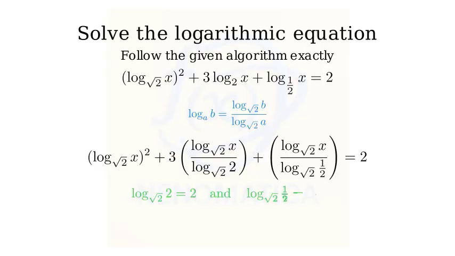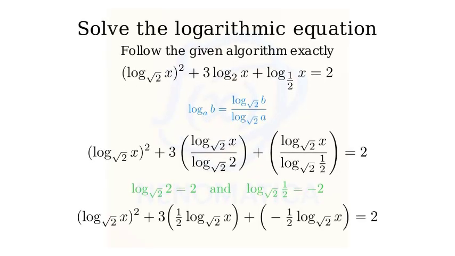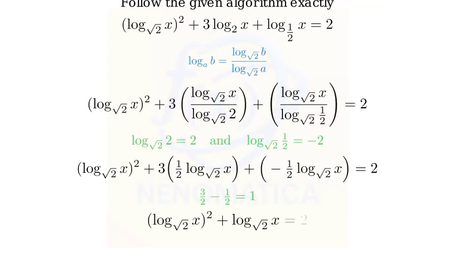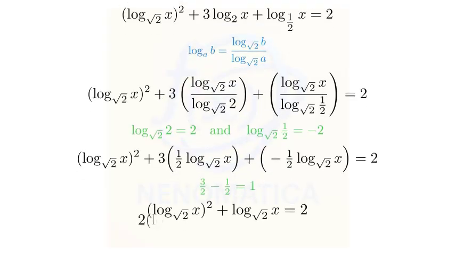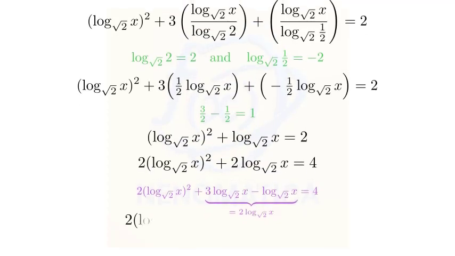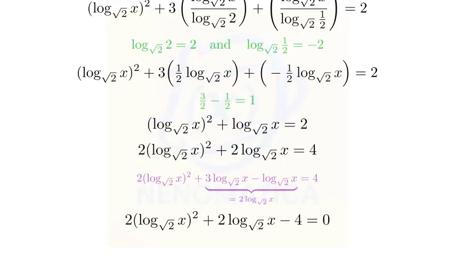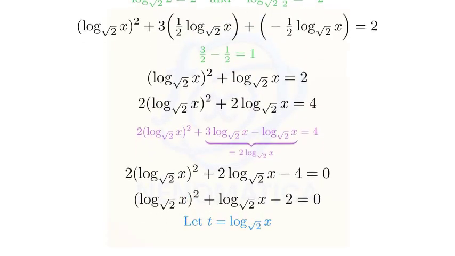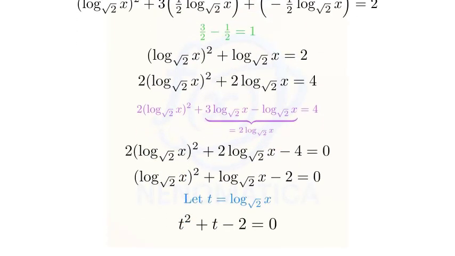Step 2. Evaluate the denominators. Log base square root of 2 of 2 equals 2, and log base square root of 2 of 1/2 equals -2. Step 3. Combine the linear logarithm terms. 3/2 minus 1/2 equals 1. Step 4. Multiply the entire equation by 2 to match the reference derivation. That produces 2 times log squared plus 2 times the linear log equals 4. Step 5. Move all terms to the left to form a quadratic in the logarithm. Step 6. Divide by 2 to simplify, then set t equal to log base square root of 2 of x.